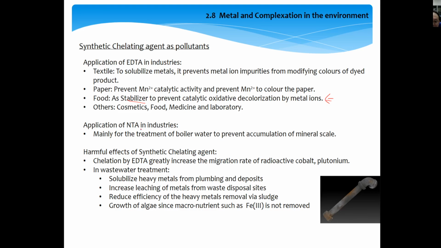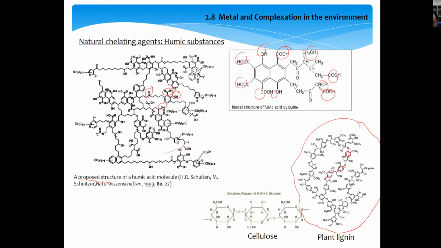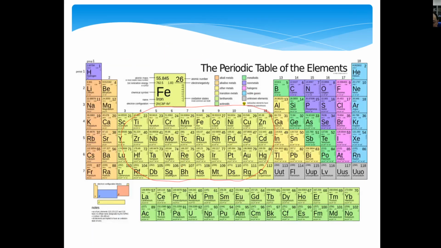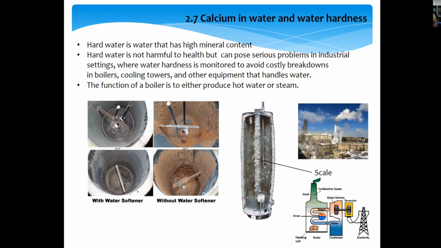How about NTA? NTA has been used in industry for the treatment of hard water added to boiler water. So just go back to the previous slide. You can see here, without water softener, the mineral will precipitate everywhere. With water softener, this one is actually NTA. When it's added, it solubilizes the calcium so that the calcium will remain in water and not precipitate out.